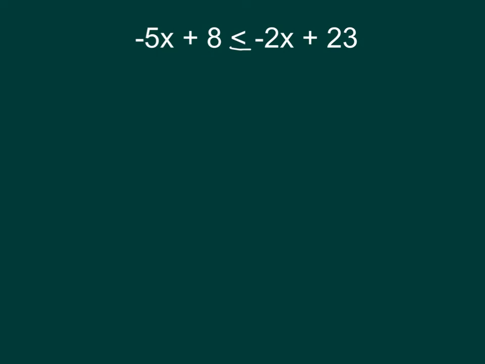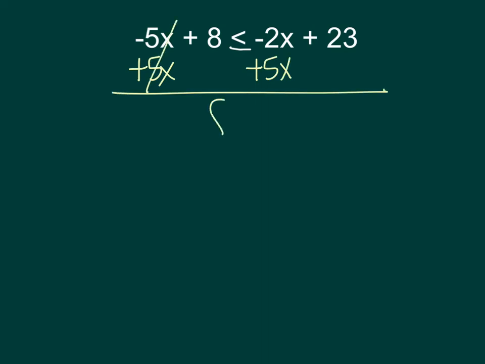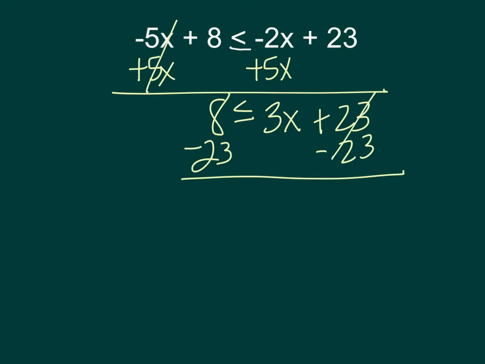Negative 5x plus 8 less than or equal to negative 2x plus 23. First step, just like an equation, I'm going to solve. I'm going to add 5x to both sides because that'll keep my x's positive. That becomes 8 less than or equal to 3x plus 23. In continuing to solve, I'm going to subtract 23 from both sides, which gives me 3x is greater than or equal to negative 15.